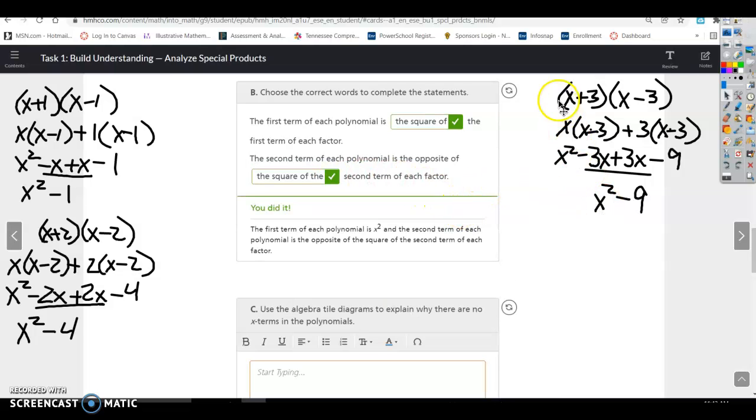All right, so the first term squared, and then the second term squared, and opposite sign in the middle.